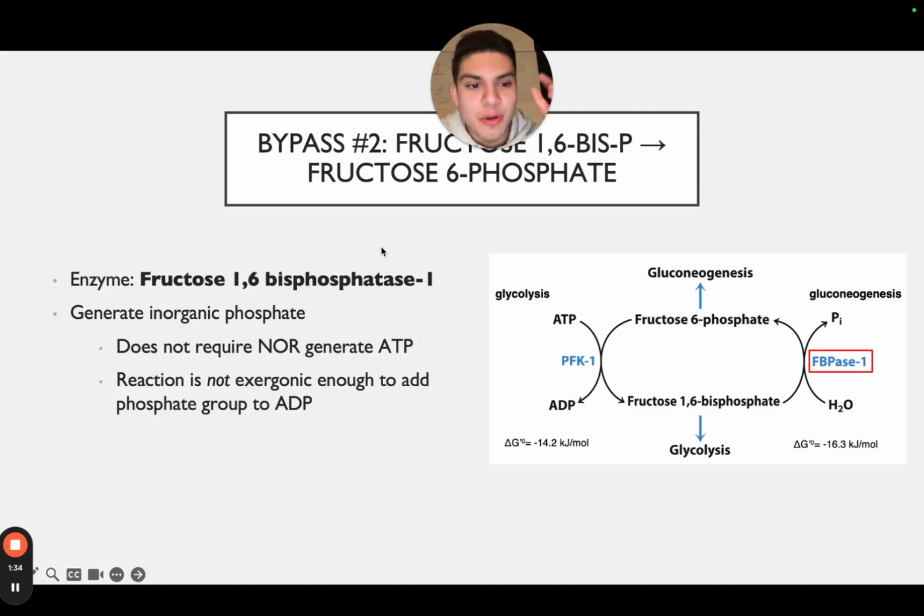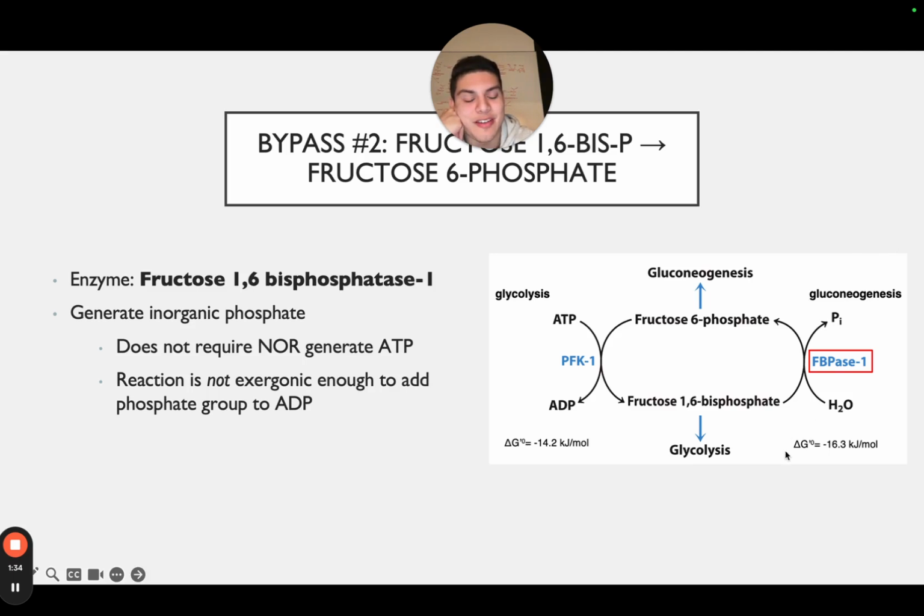So we're moving all the way back up to the top, and I want to clarify this point: the reaction is not exergonic enough to add a phosphate group to ADP. You may say, well, Alex, I'm looking at the delta G's here, and I see that they are negative, and actually this one is much more negative, meaning that it should be. Well, this is standard conditions, and we know that in the cell it is not standard conditions.